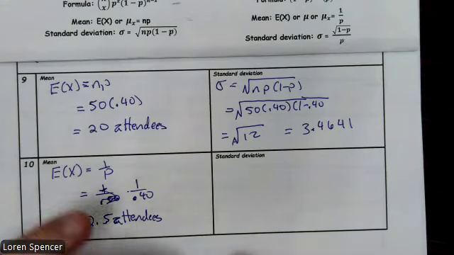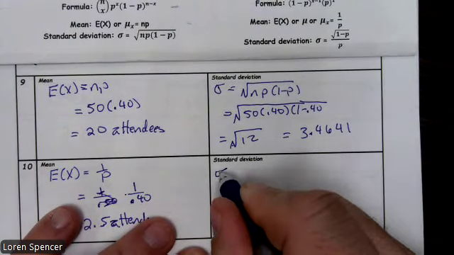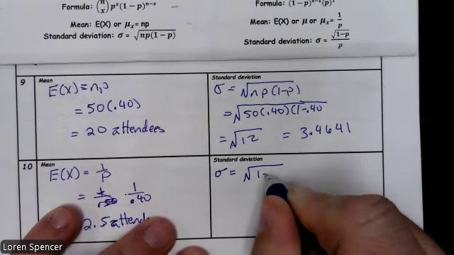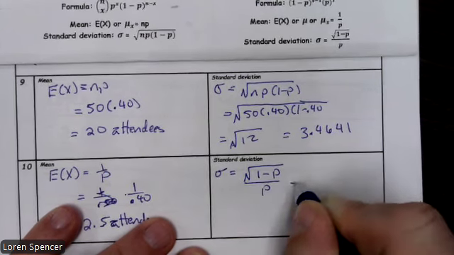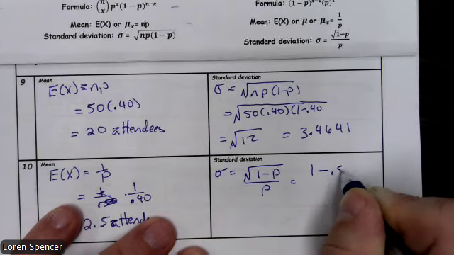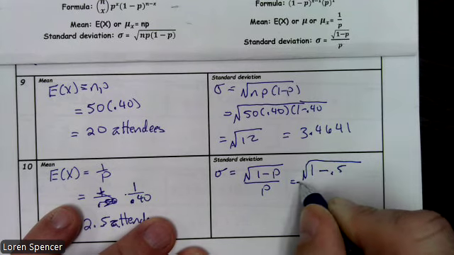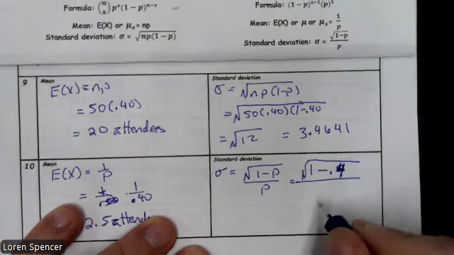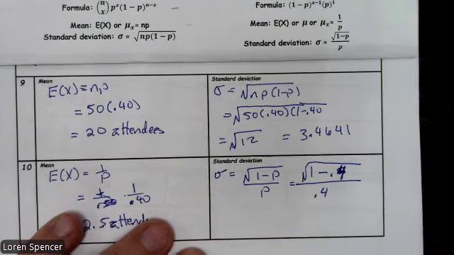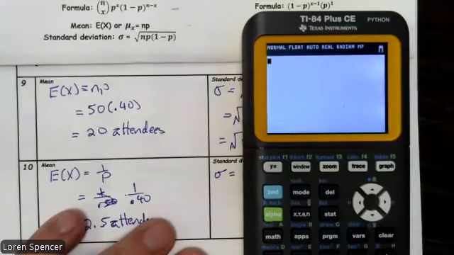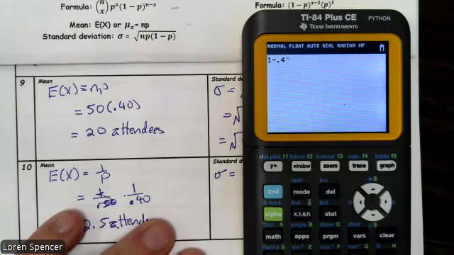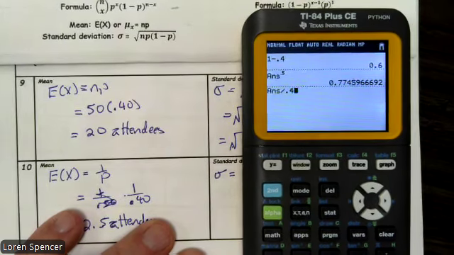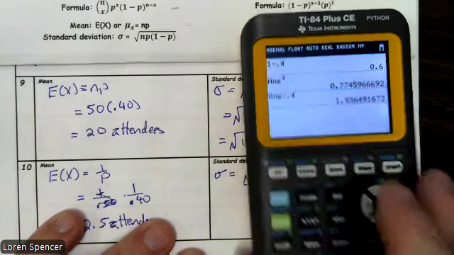The standard deviation. Well, the standard deviation has this formula. Square root of 1 minus P over P, which in our case is 1 minus 0.5. That part under the radical, 0.4. Well, I don't know why I'm writing 0.5. 1 minus 0.4 over 0.4. 1 minus 0.4. Take the square root of that and divide by 0.4. And we get 1.9364.